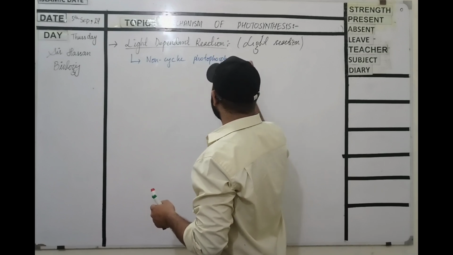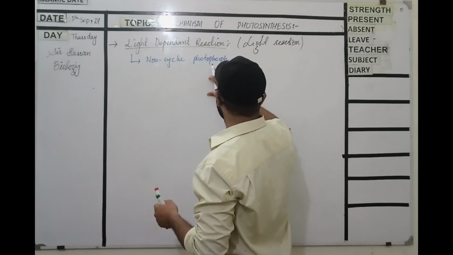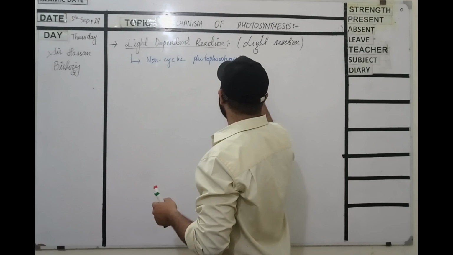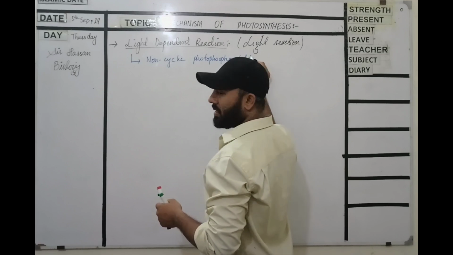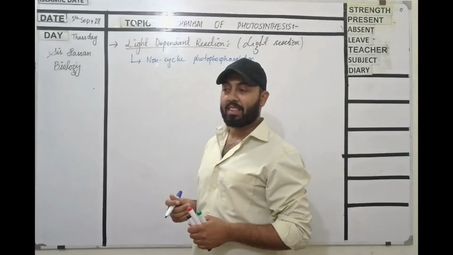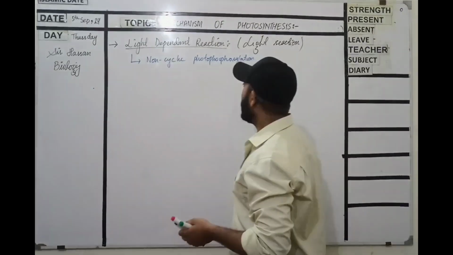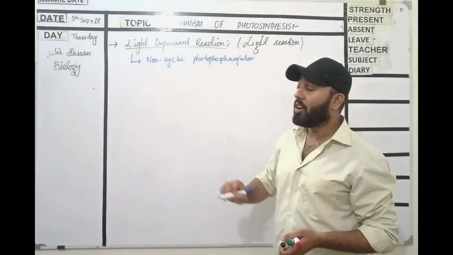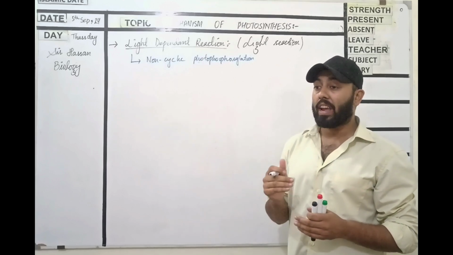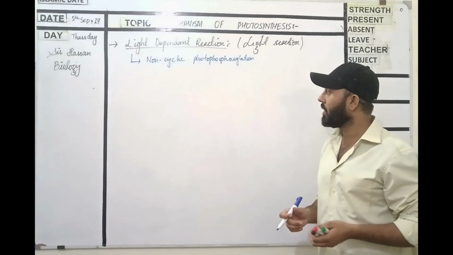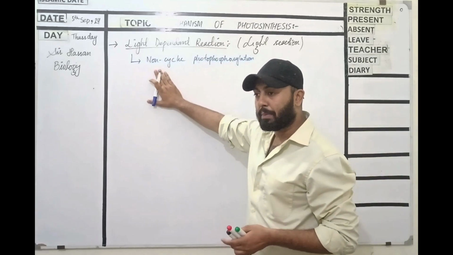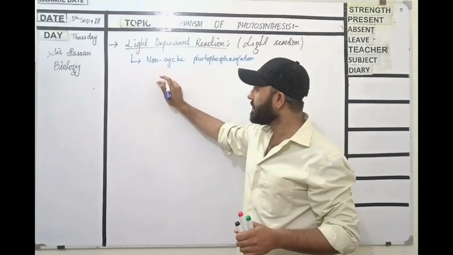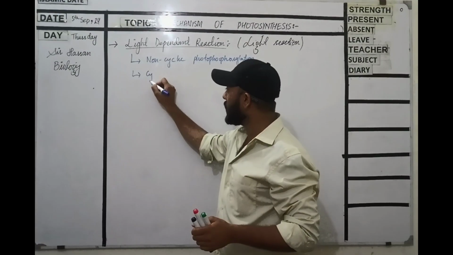Photophosphorylation. What is photophosphorylation? Phosphor. Does anybody know? Formation of ATP. Yes, obviously formation of ATP, but photophosphorylation. Photo means light, the formation of ATP in the presence of light. Okay. Non-cyclic, because this is not going to be in the cyclic form. Second one is the cyclic photophosphorylation.